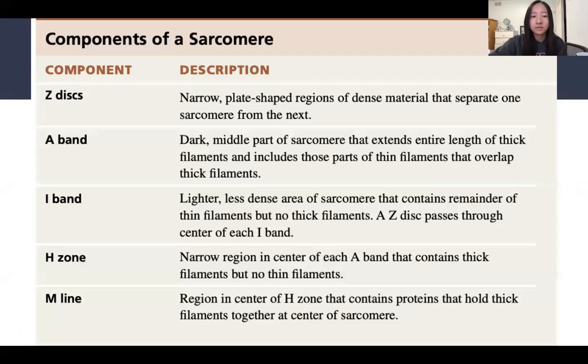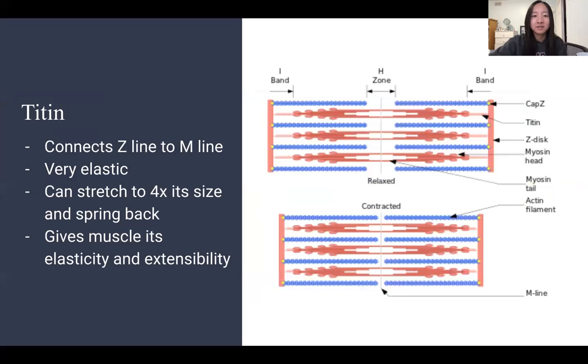So I think I have a diagram. Sorry, I'm going to go through here, but so do you see here how there's a line in the middle down here? That's our M line. And so it just basically helps us to hold everything together. And it's called the M line. It kind of stands for the middle line.